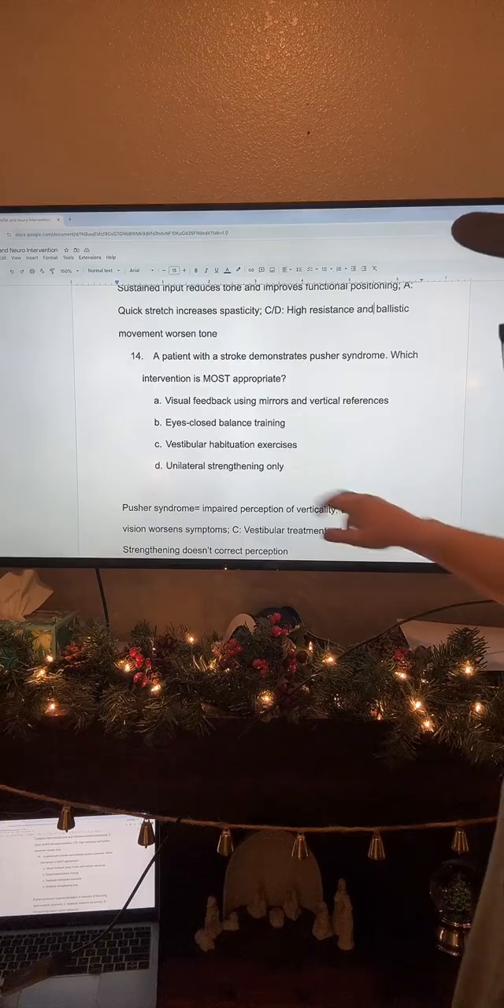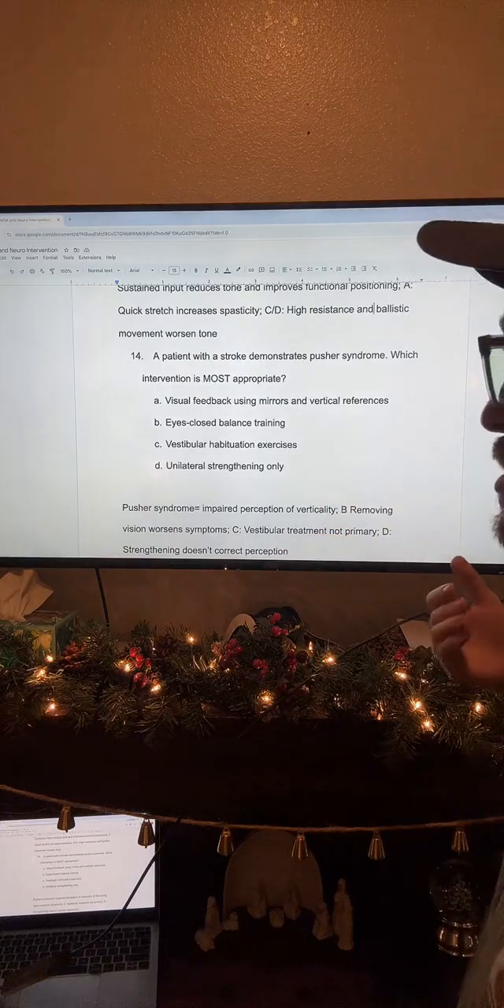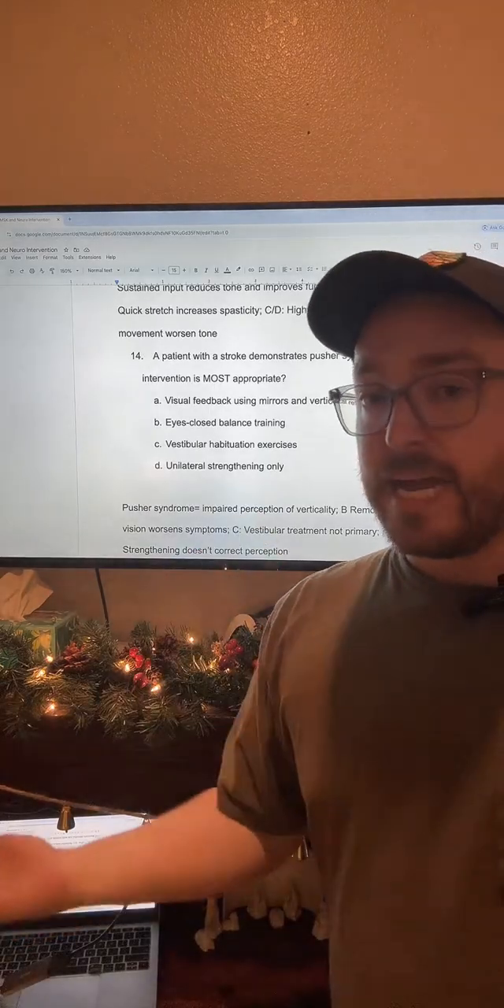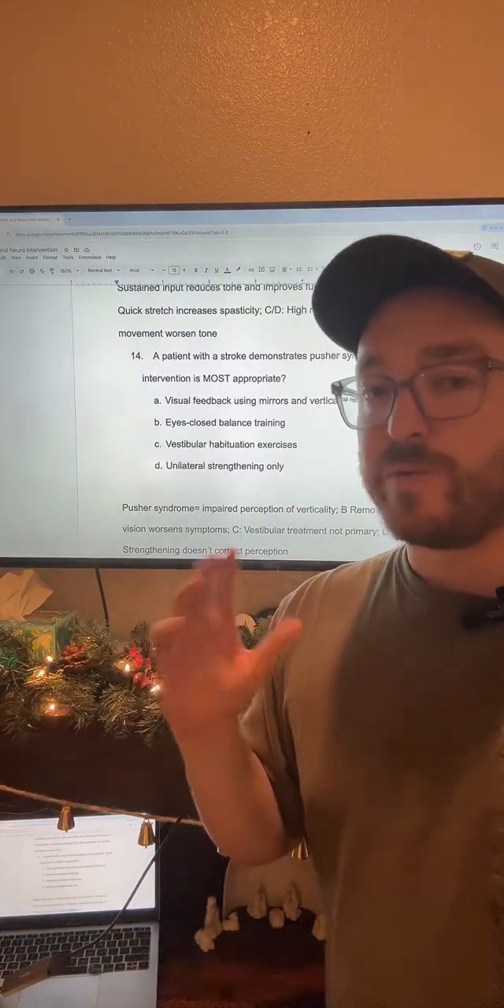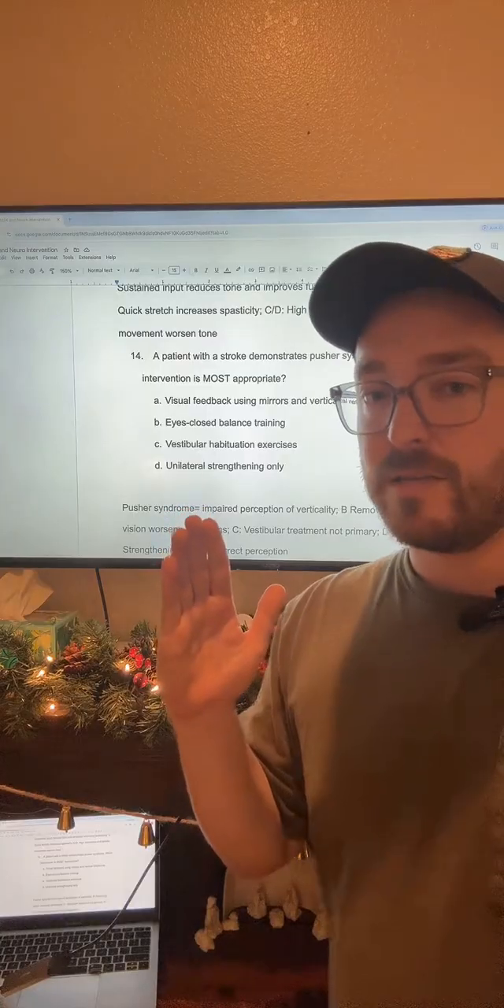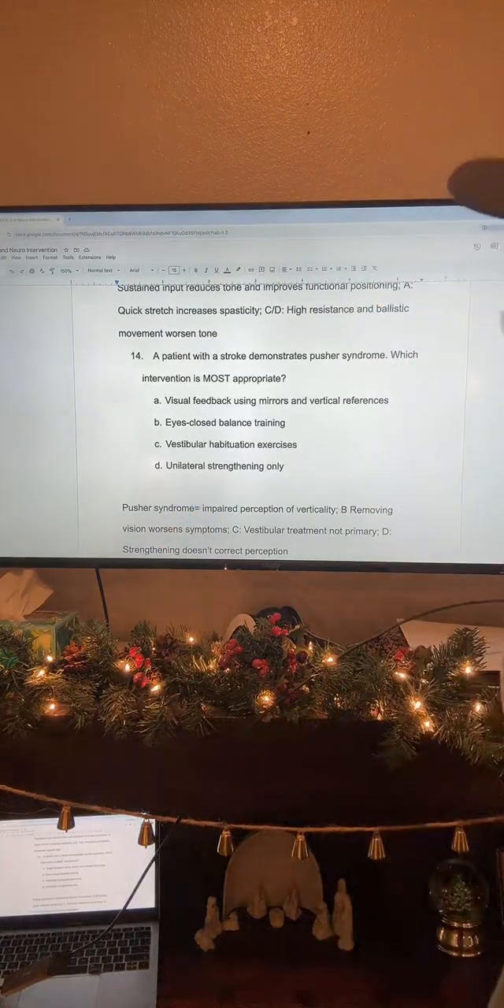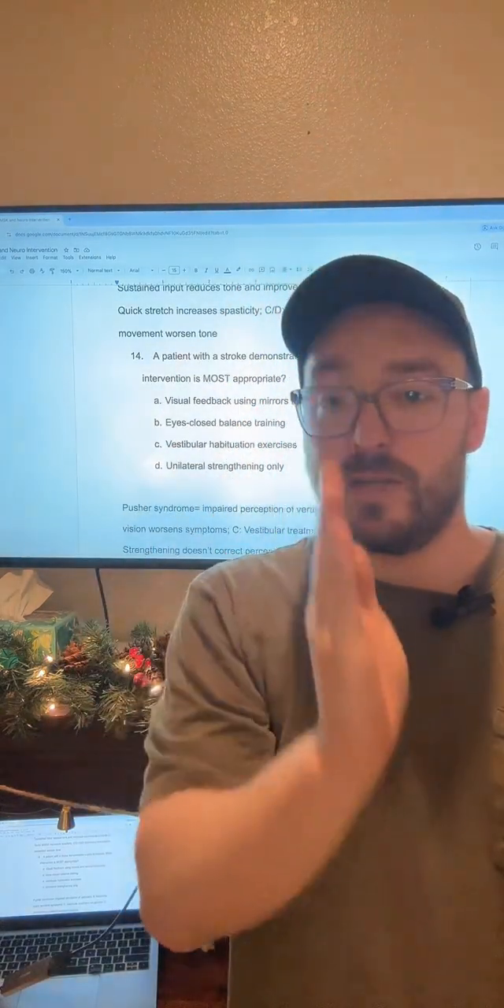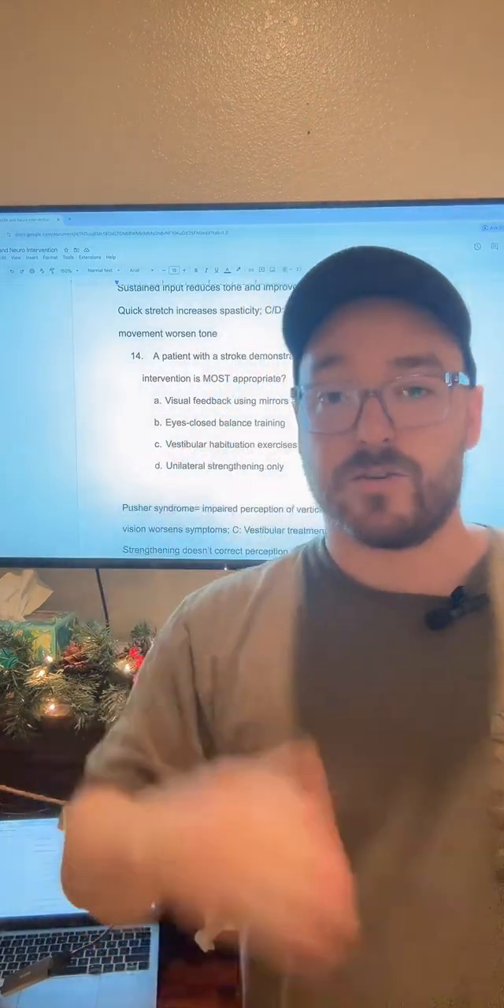And then D, strengthening isn't going to correct perception. While it may help improve the strength on their affected side, it's not going to change anything about their sensory perception of how they're oriented in space, right? So you need that visual feedback using mirrors and vertical references. So I will also put like a piece of tape or a plumb line or something down the middle of my mirror. So that way I try to get them to match up the direction that the tape is going.